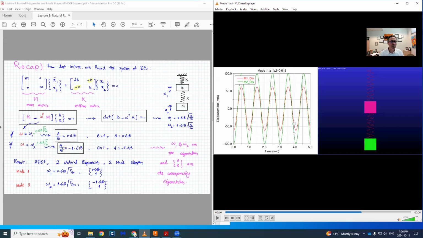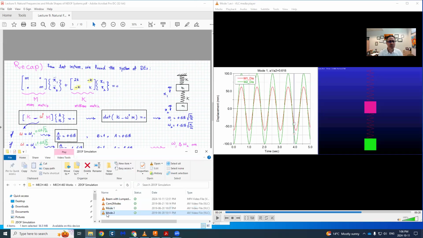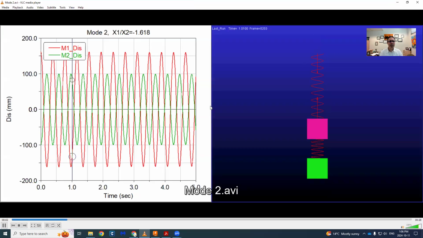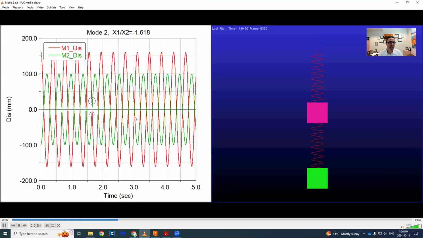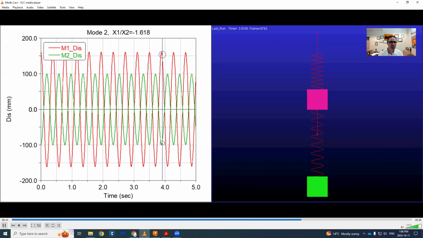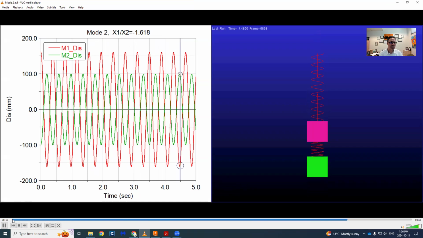0.618. The second mode is at higher natural frequency. As you can see, it's 1.618 square root of k over m. And the ratio of amplitude is negative numbers. It means these two are going to move, actually, if I make it larger, in opposite direction. And the ratio of their amplitude, again, I showed it there. They are moving in opposite direction. And it's at the second natural frequency, which is higher than the first one.